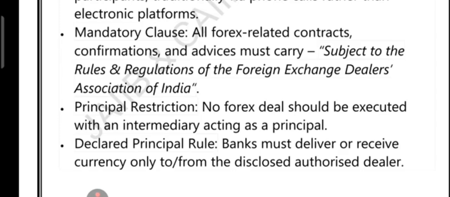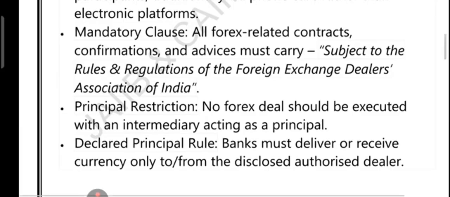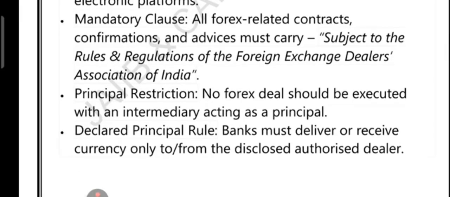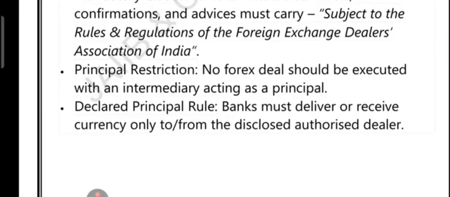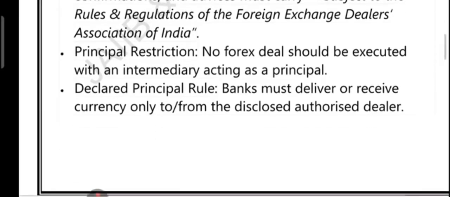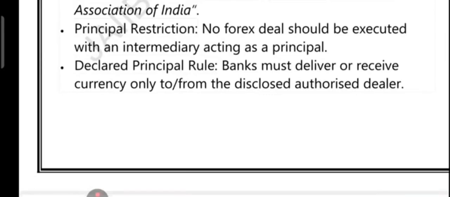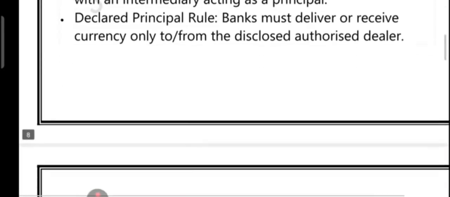Then we have another big rule: an intermediary can't act as a principal in a deal. This means they can't be the actual buyer or seller of the currency, only the matchmaker, right? So when a bank delivers or receives currency, it must be directly to or from the disclosed authorized dealer. So no hidden charges will be there. Whenever a bank delivers or receives currency, it must be directly to or from the disclosed authorized dealer. No hidden charges.